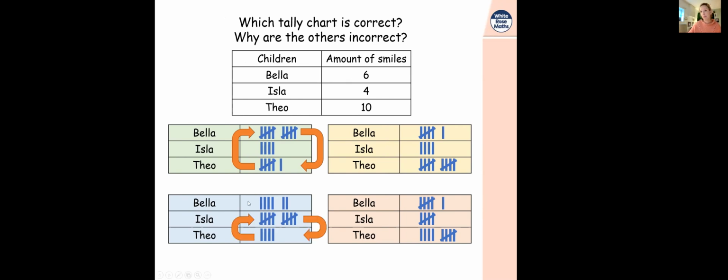It wasn't the blue one. Isla didn't do 10 smiles, did she? Theo didn't do 4 smiles, did he? So those two got confused as well. That wasn't in the correct area.